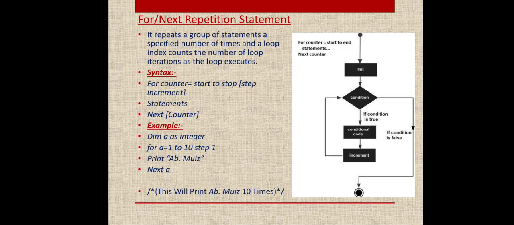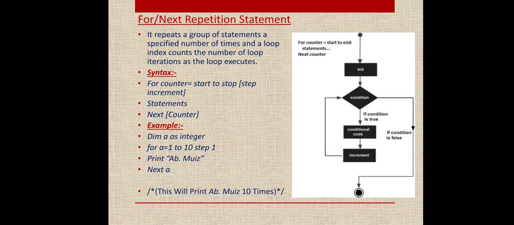In this way, if we write Step 5, it will print the message only 2 times. So we need to take care what starting value, stop value, and step increment we put according to our need. Here in this case we get the message 10 times because we started the value from 1, the stopping value was 10, and we incremented it just by 1. So we got the message 10 times in this program.